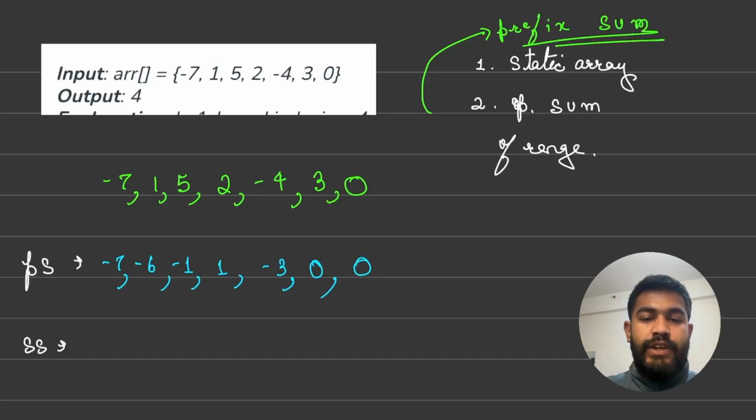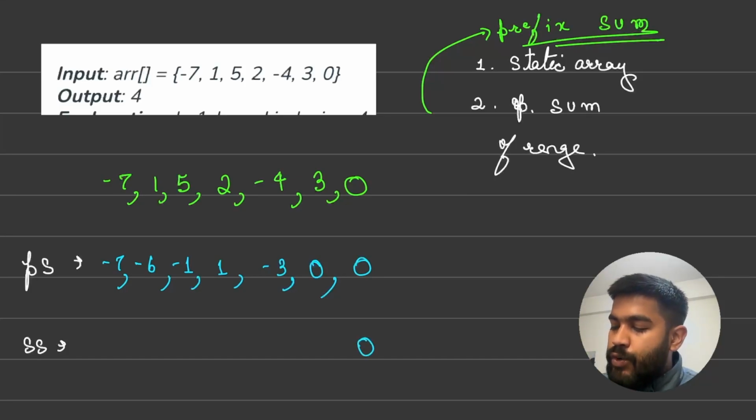Let's calculate the suffix sum. The first value is always copied and the next value is 0 plus 3, that is 3, and 3 plus minus 4 is how much?